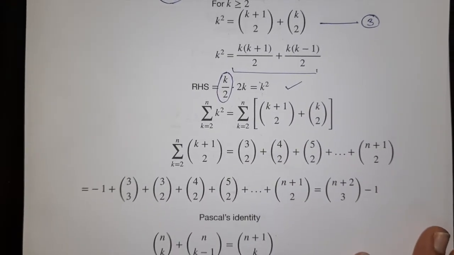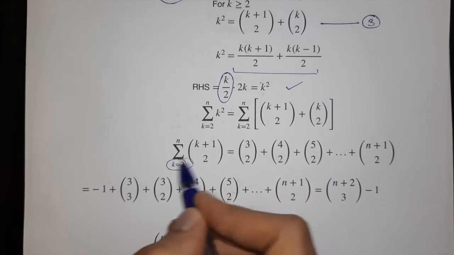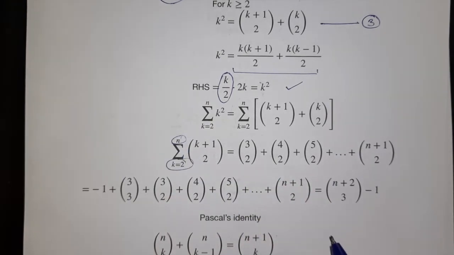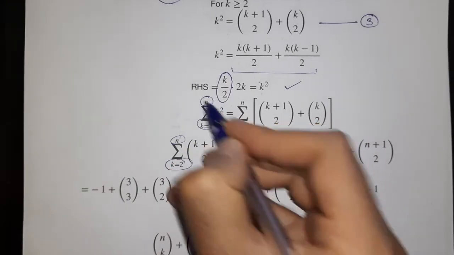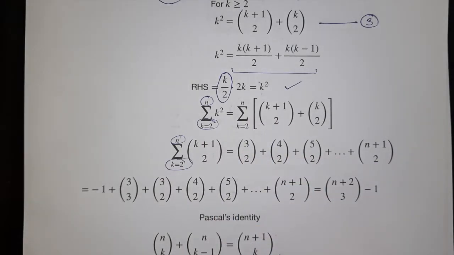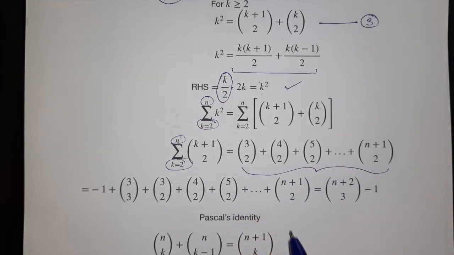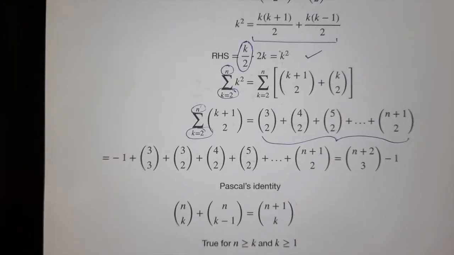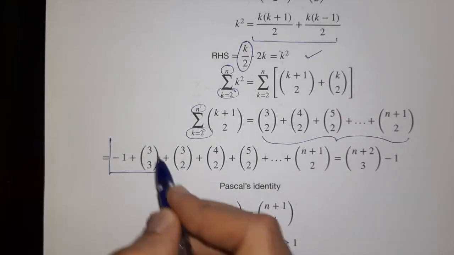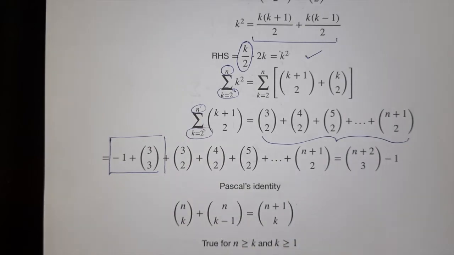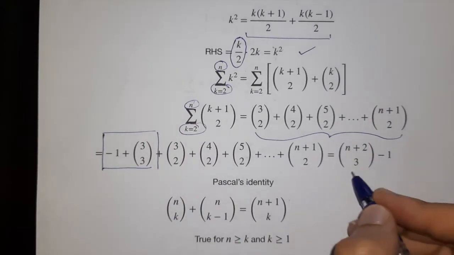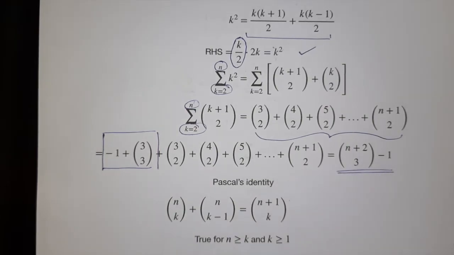Summing both sides from 2 to n, we have that the sum from 2 to n of k squared equals the sum from 2 to n of k plus 1 choose 2 plus k choose 2. The sum from 2 to n of k plus 1 choose 2 equals 3 choose 2 plus 4 choose 2 plus 5 choose 2 all the way up to n plus 1 choose 2. To the RHS, we will add 3 choose 3 and subtract 1. The effect this has is to collapse the RHS to n plus 2 choose 3 minus 1.